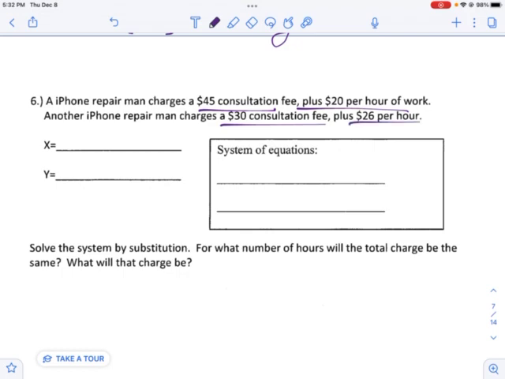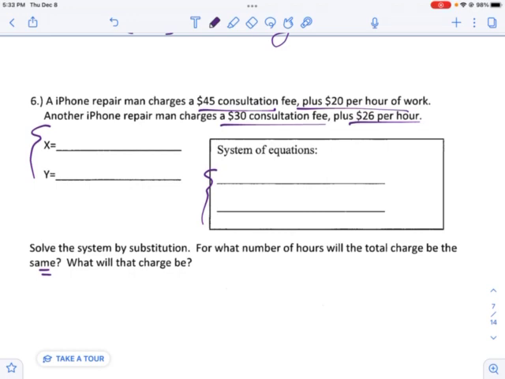So first off, we have to pay for the iPhones to be repaired, and they're charging per hour. They have an hourly rate. So we are going to define x as the number of hours. And then, of course, we can talk about y in money. It's going to be the total cost.